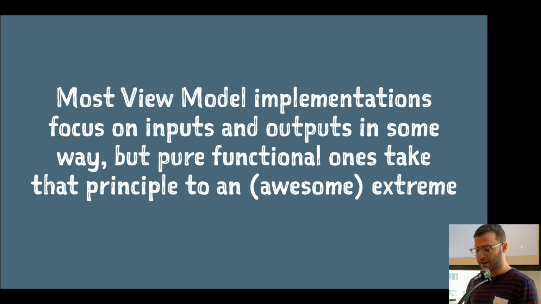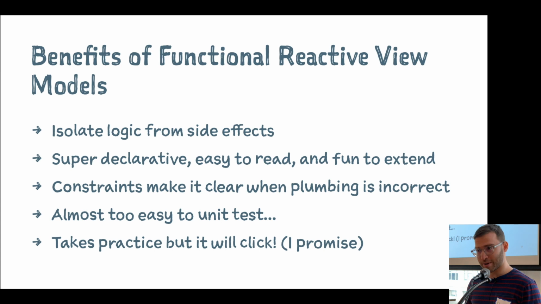Most view model implementations focus on inputs and outputs in some form, whether they're wrapped in a struct or they're using a reference type. But the beauty of pure functional ones is that they take the principle of inputs and outputs to a huge extreme, where it's nothing but inputs and outputs, as you saw with Stephen's example. And I think there's a lot of benefits to that. So let's talk about some of those benefits.